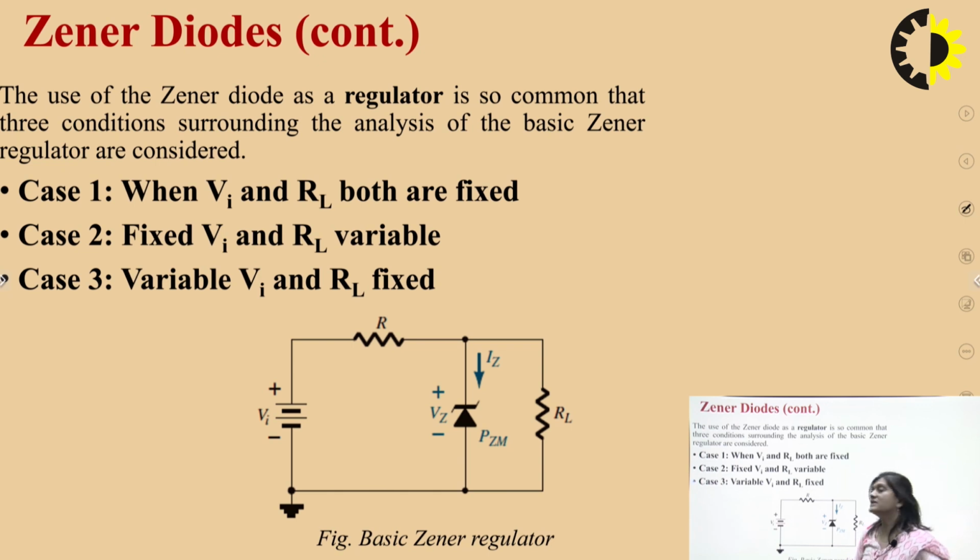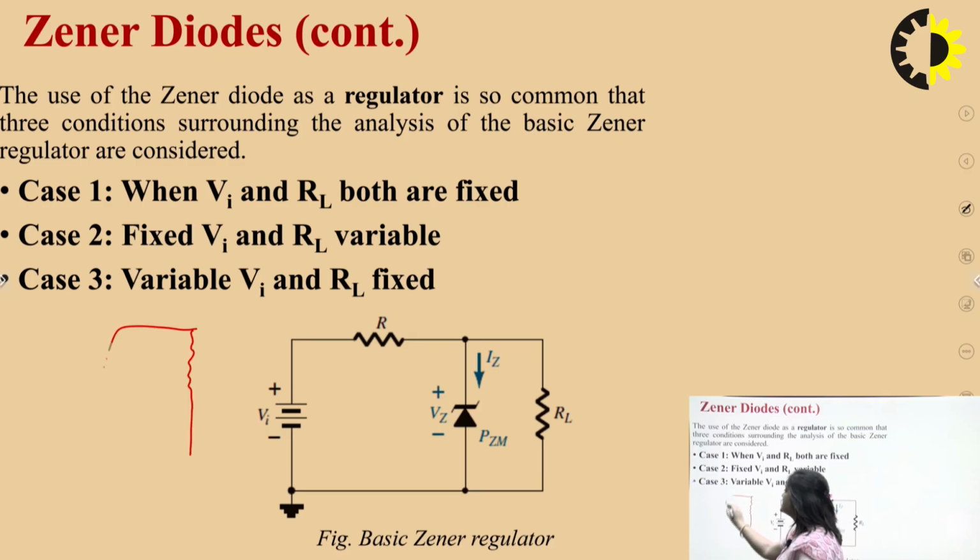So we can study the Zener diode in 3 cases: when Vi and RL both are fixed, and when fixed Vi is there and RL variable. So basically Zener acts as a voltage regulator. Voltage regulator means, like this is our load, and this load is connected with the power supply. This is the fluctuating voltage, like it is varying between 2 volts to 20 volts.